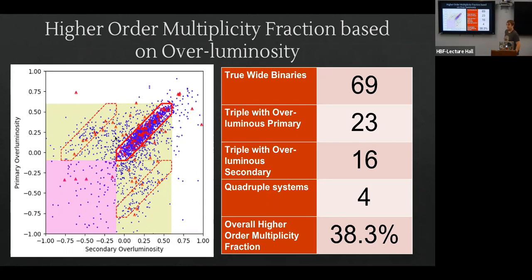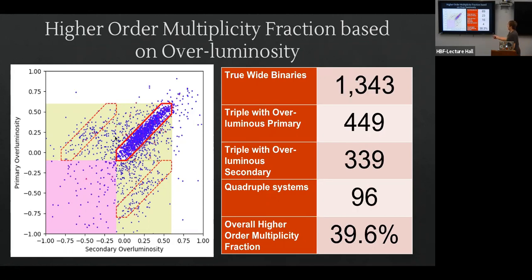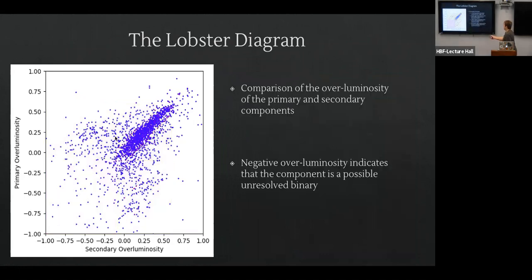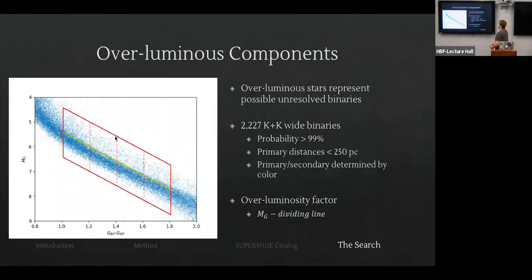Just how would you define overluminosity? So overluminosity is the absolute magnitude of whatever component we have minus the value of this line at the color of the star. So there's a yellow line going through the middle of this plot, separating the single star main sequence from the double star main sequence.